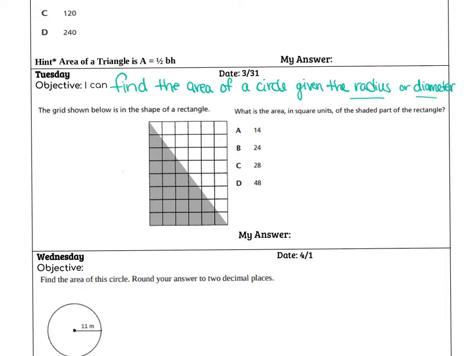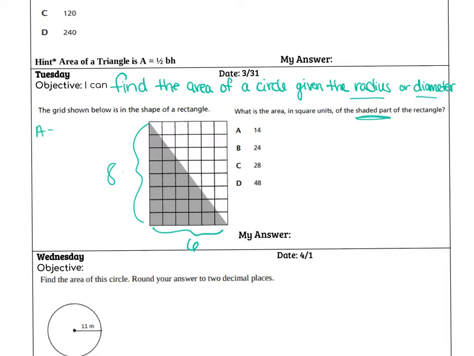It says the grid shown below is in the shape of a rectangle. What is the area in square units of the shaded part of the region? As you can tell, the shaded part is actually a triangle, so we're going to use the triangle formula. They don't give us the dimensions, but we can count them. If you count the bottom here, that's 6 units, and the side, the height, is 8.